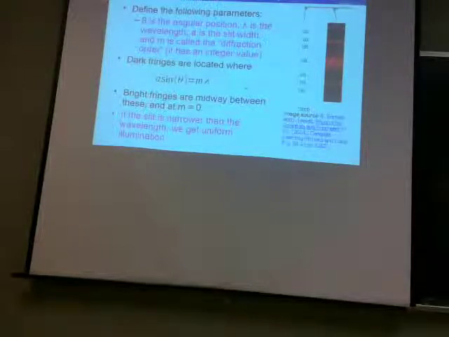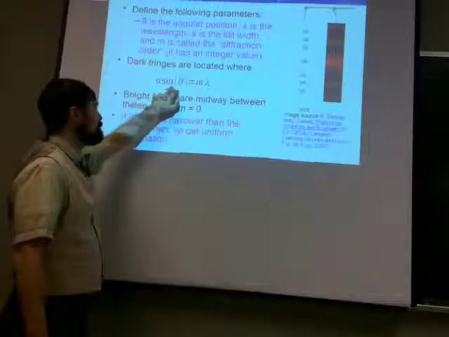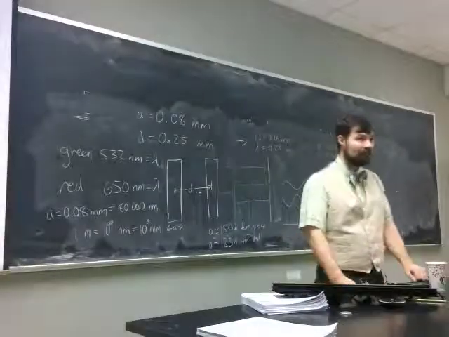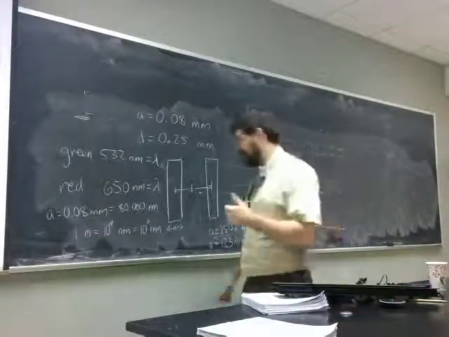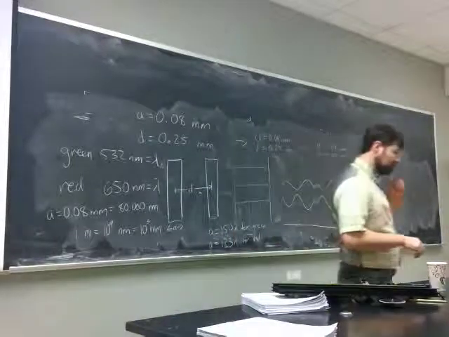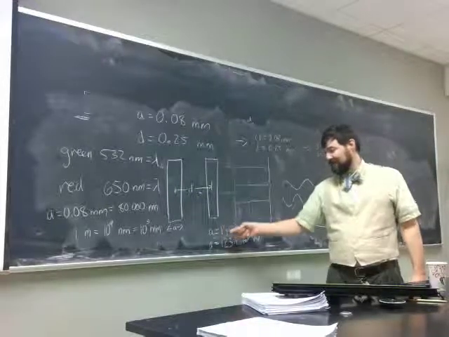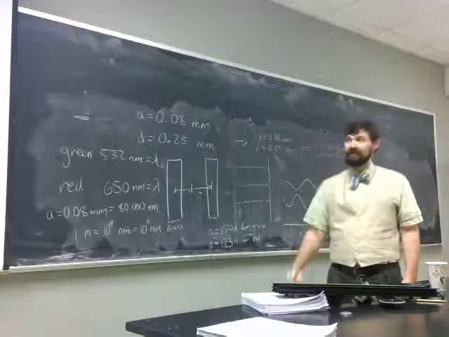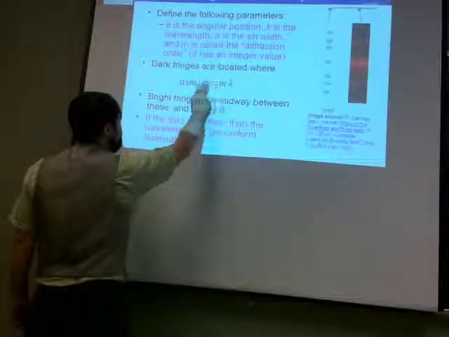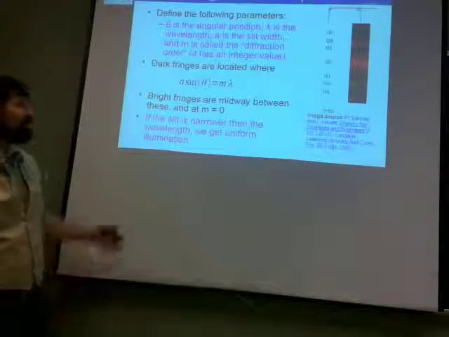So the equation which tells us where the dark fringes are looks like this: a sine theta equals m times lambda. So what do the terms in this equation mean? A, again, is how wide your slit is. Lambda is your wavelength. So this ratio, a divided by lambda, is how many wavelengths wide the slit is, and m times lambda is related to sine of theta somehow.